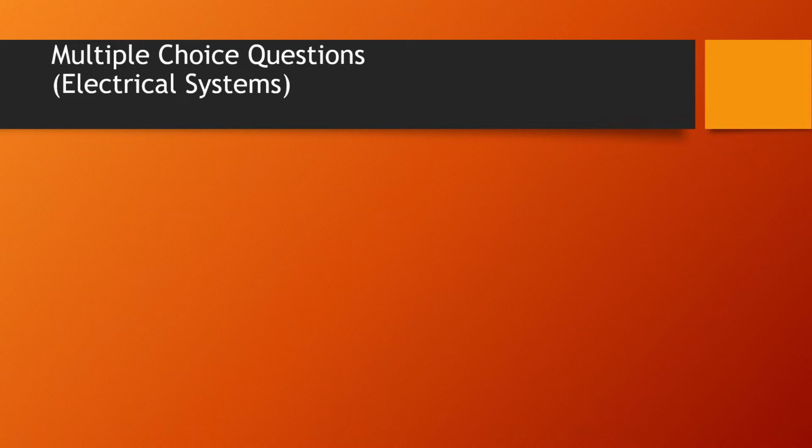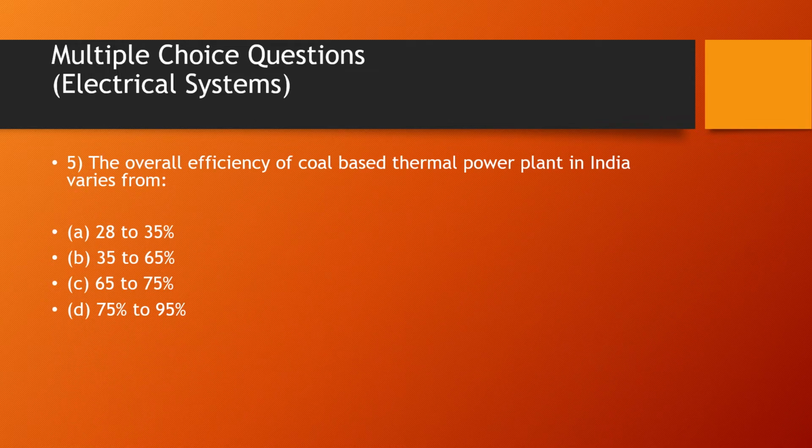Now coming to the next question, the overall efficiency of coal-based thermal power plant in India varies from option A, 28 to 35%, option B, 35 to 65%, option C, 65 to 75%, option D, 75% to 95%. And the answer to this question is option A, that is 28 to 35%.